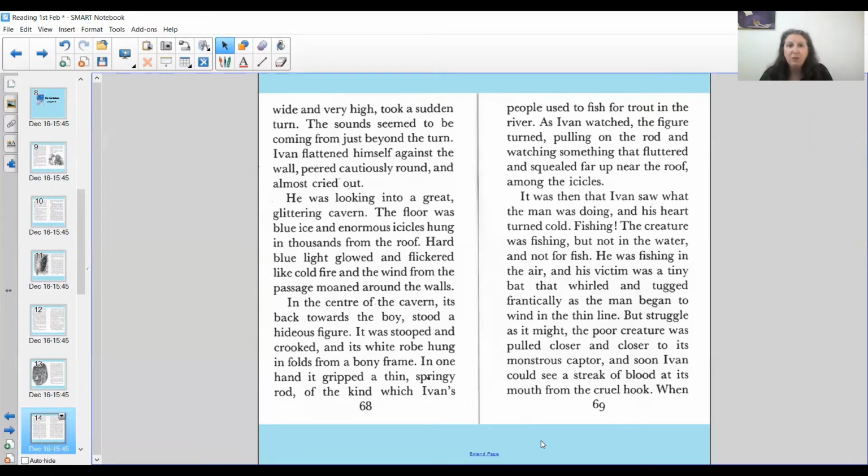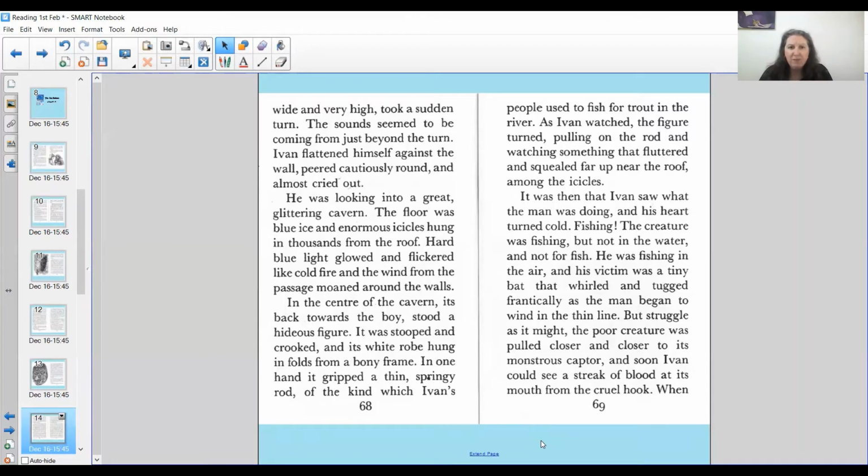He was looking into a great glittering cave. The floor was blue ice, and enormous icicles hung in thousands from the roof. Hard blue lights glowed and flickered like cold fire, and the wind from the passage moaned around the walls. In the centre of the cavern, its back towards the boy, stood a hideous figure. It was stooped and crooked, and its white robe hung in folds from a bony frame.